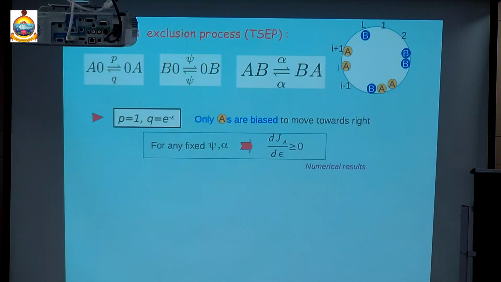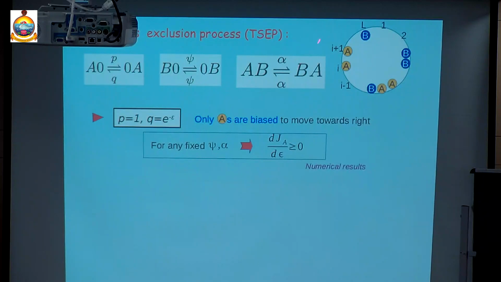If you don't allow them to exchange, then nothing much will happen, because the particles are stuck in between. The number of particles between any two B's will be stuck if you don't allow exchange, and that's a restricted phase space. So that's not a good one. So we allow them to exchange with some rate alpha, both ways. A B can become B A. So that is the model.